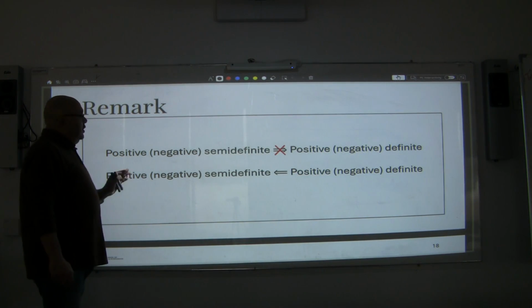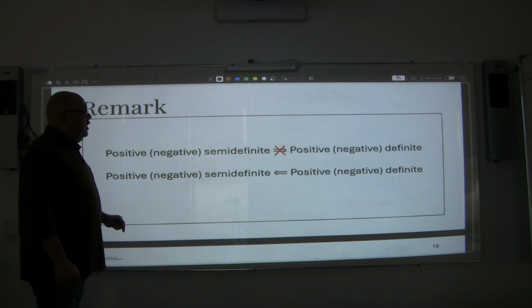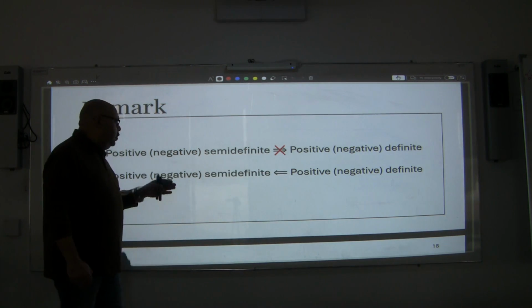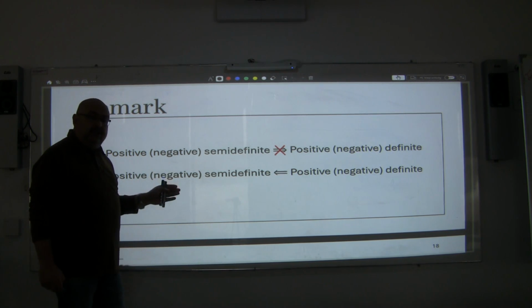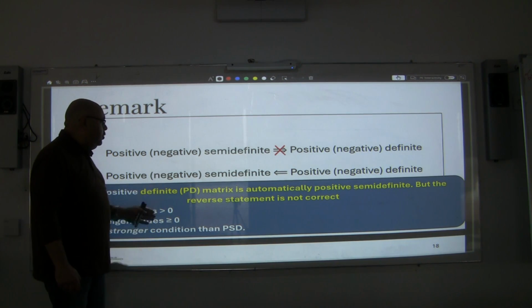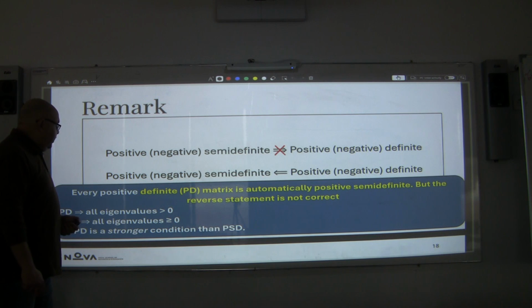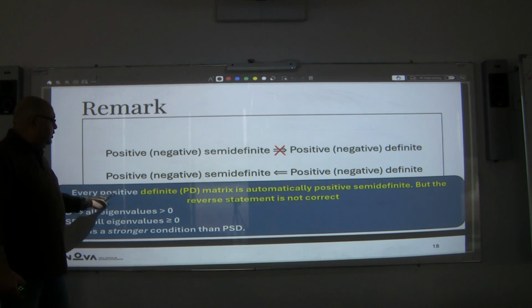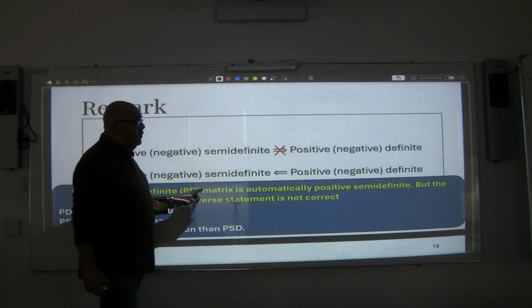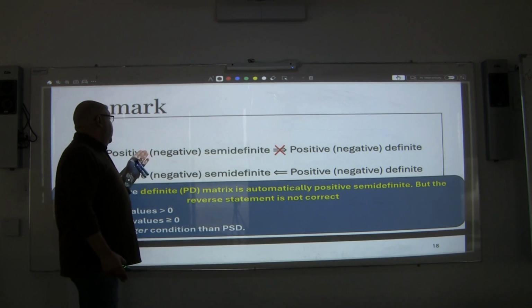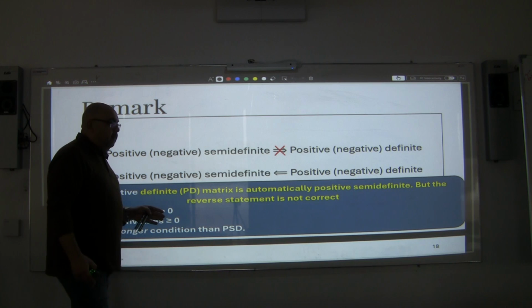Okay, so once more in this slide there is a remark that every positive definite or negative definite contains the positive semi-definite or the negative semi-definite within it. So it satisfies this relation. In order to make your life easier, I've written these couple of lines to make it easy to remember. Every positive definite PD matrix is automatically positive semi-definite. But the reverse is not correct. If you have a semi-definite, it's not going to lead to a definite case.